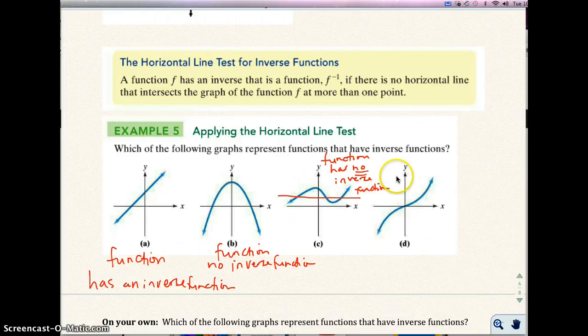This is a function, and it has an inverse because it only touches 1 point when I run a horizontal line through it.